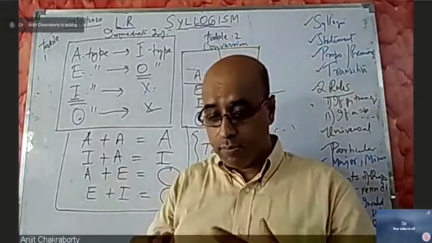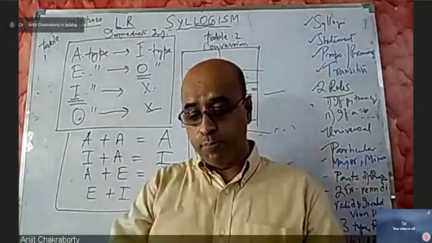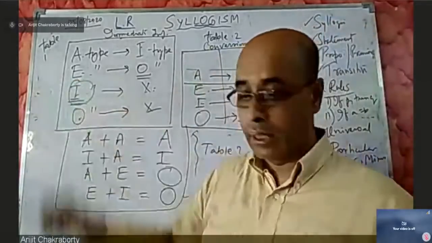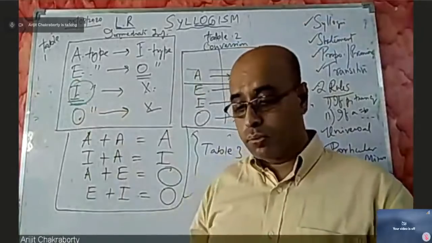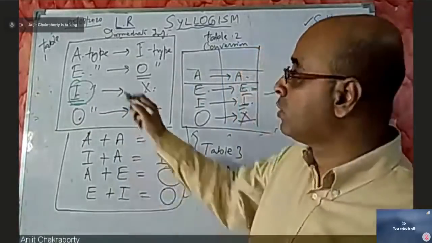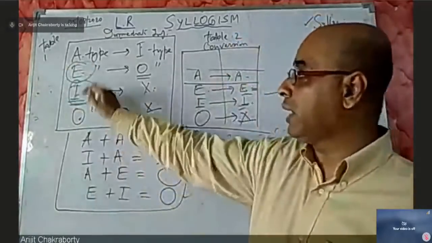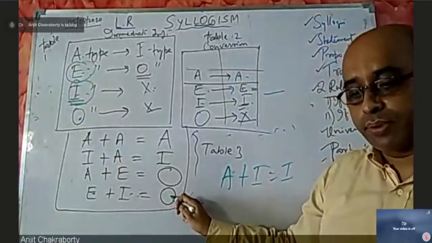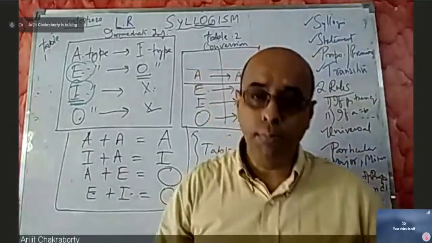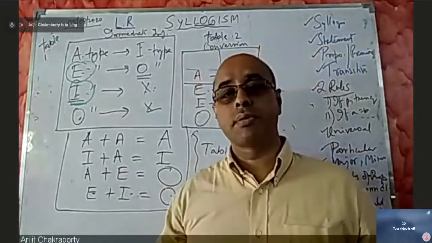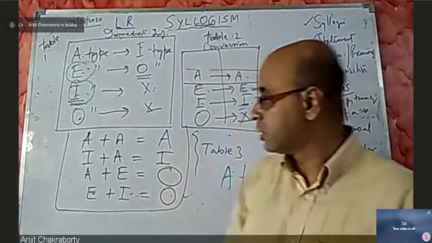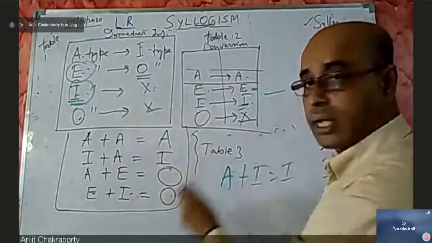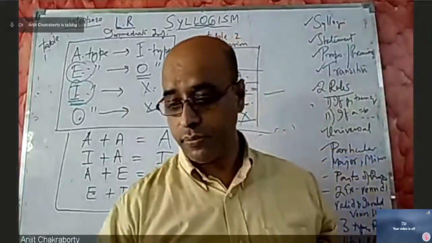If you add them, one is of the form some blue are caps, which is of the form I. No clip is blue is of the form E. Now I and E, from the table let us see, I and E gives you O type. So the conclusion is some caps are not clips. So you can see we are dealing with these 3 tables. That is why I am referring to these tables for the solution.